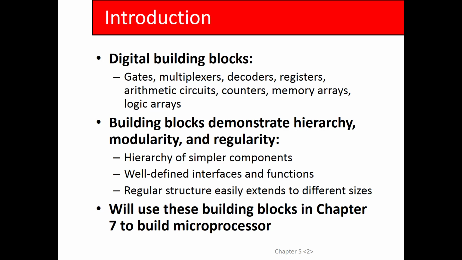So the next step in that process is working our way up one level of abstraction to digital building blocks, the basic components that make up a CPU. We want to build them with things that we already have. Examples are gates, multiplexers, decoders, registers, arithmetic circuits, which we haven't talked about yet, counters, memory arrays, and logic arrays. Some of those we've covered already and others we haven't.